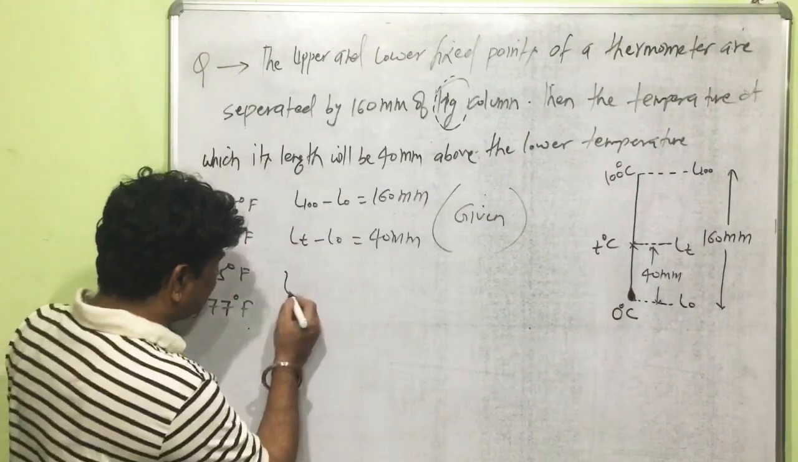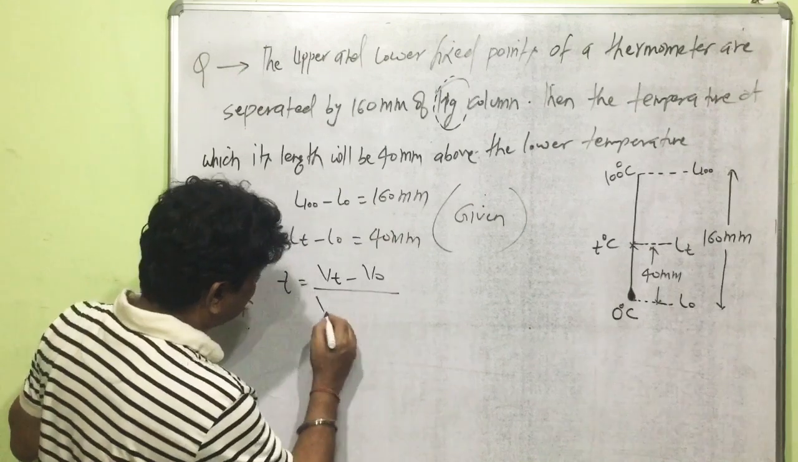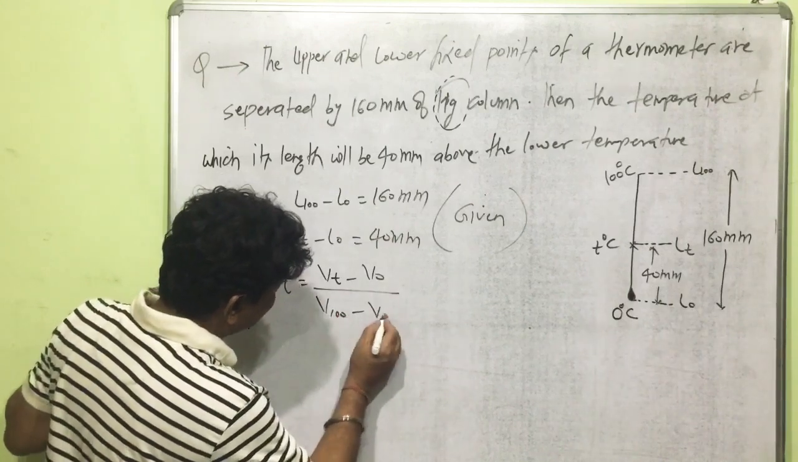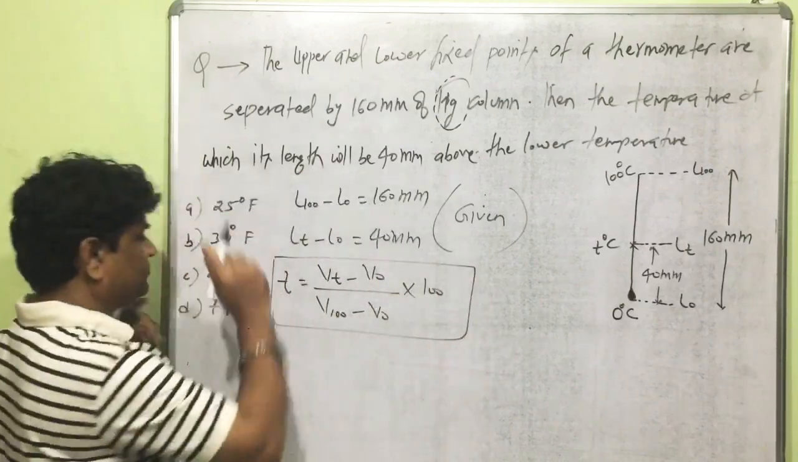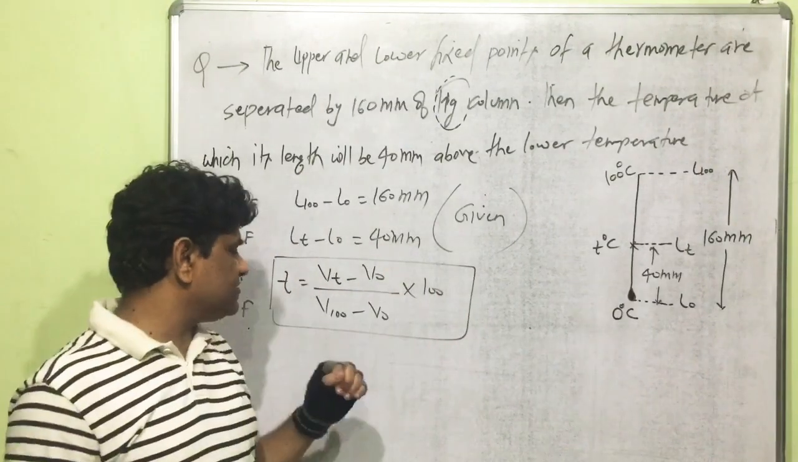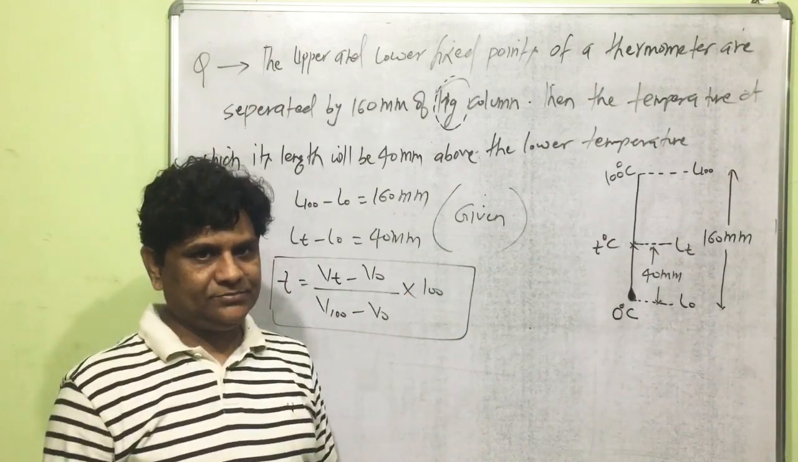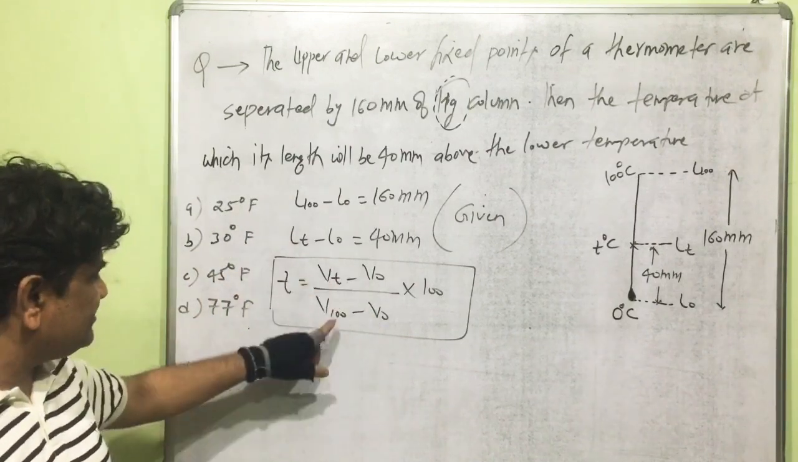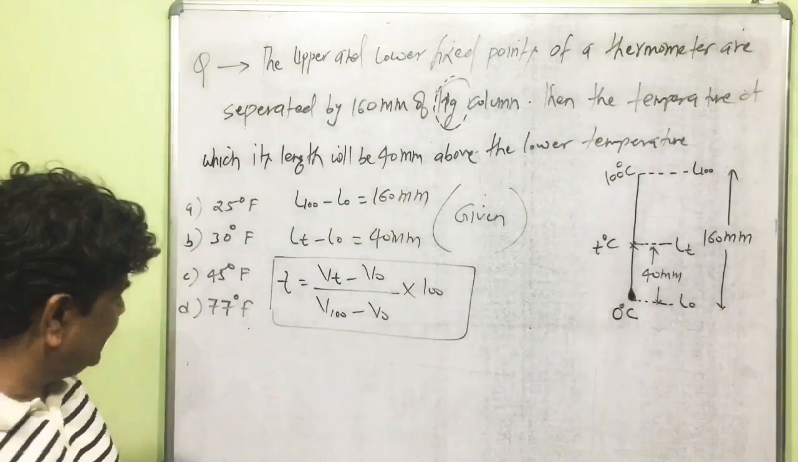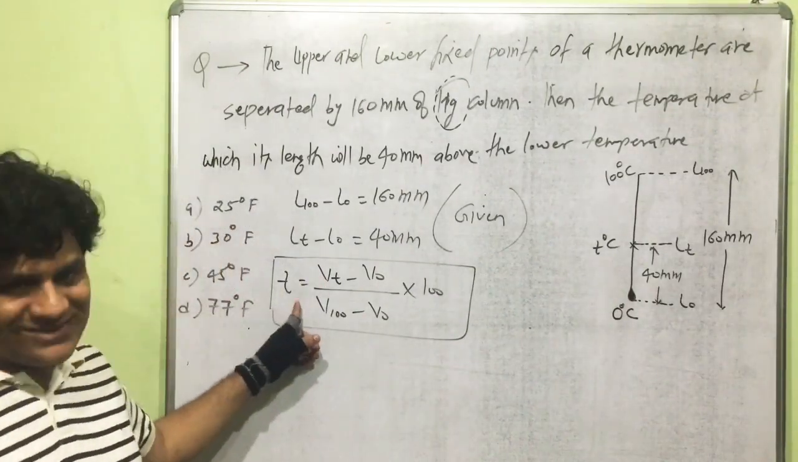So the unknown temperature we can find out by the relation T is equal to Vt minus V0 divided by V100 minus V0, into 100. Here V0 is the volume of the liquid at 0 degrees Celsius, V100 is the volume at 100 degrees Celsius, and Vt is the volume at the unknown temperature T degree Celsius.